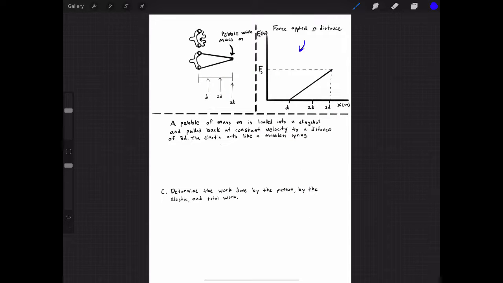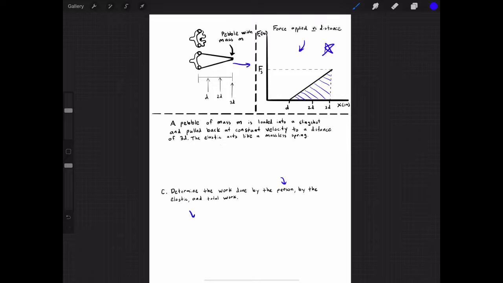Determine the work done by the person, by the elastic, and the total work. Now, if we want to find work, all we have to do is look at our force versus distance graph. The work done is simply going to be the area underneath our curve. Now this curve here is the force by the person pulling on the pebble. So that's going to be the very first part. So the area of this here is going to be that of a triangle.